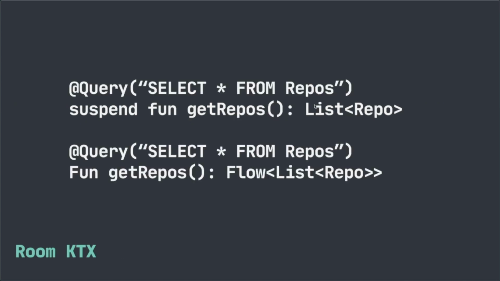Similarly, we have KTX functionality for Room. Here's one that I'm particularly interested in, where we're using Room KTX to add coroutine and Flow support to Room. In the first method there, getRepos, we are defining this as a suspending function that returns a list of repos. In the second example, we have a getRepos that returns a Flow of a list of repos. And so this support for suspending functions and Flows are both coming out of this Room KTX package.